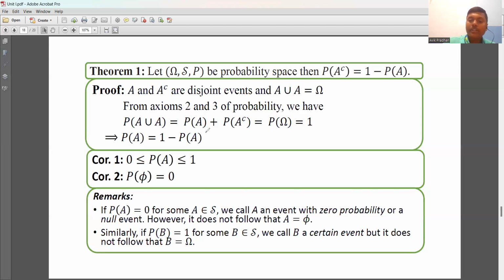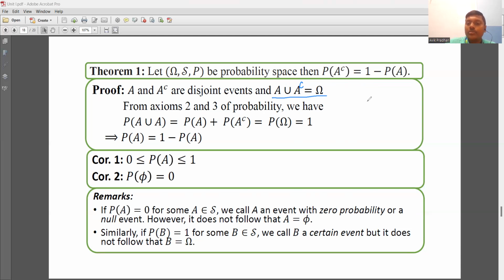So how is it happening? It's very straightforward. We have A union A complement is equal to omega. So these two events, A and A complement, are mutually exclusive, and they are also exhaustive. A union A complement equal to omega represents that these two sets are exhaustive, and A intersection A complement will be mutually exclusive. From the second axiom, we have probability of omega is equal to 1.